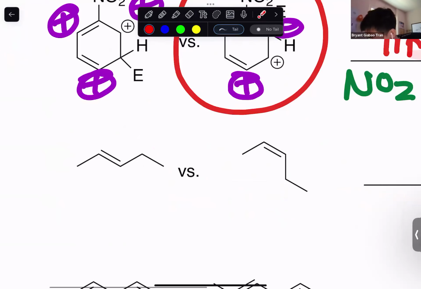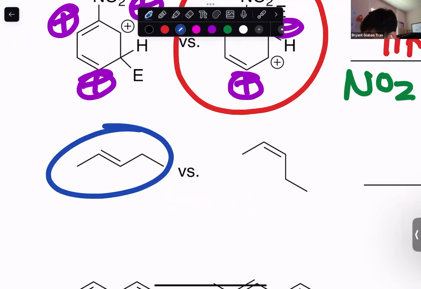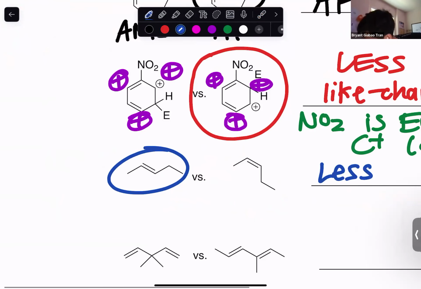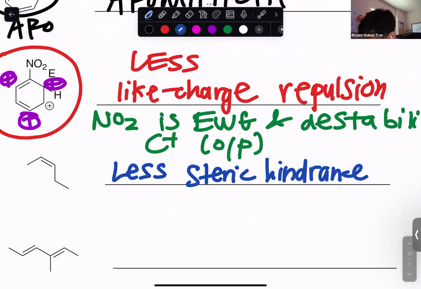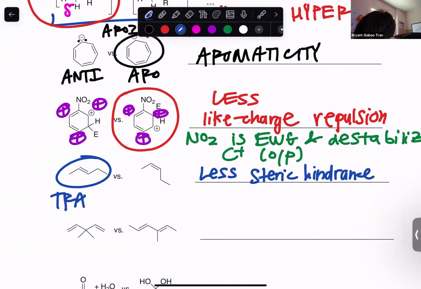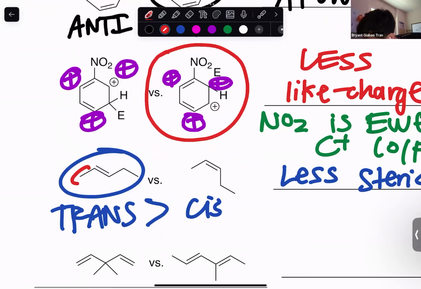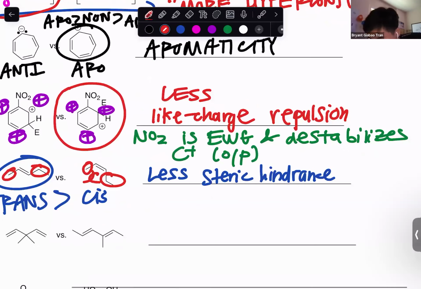Okay, this one, I think you guys know. This one has less steric hindrance, because this is a trans alkene and this is a cis alkene. Trans is more stable than cis because of less steric hindrance. If you look at the R groups here, they're facing away from each other. If you look at the R groups here, they're facing towards each other, increasing steric hindrance. Yeah, less steric hindrance.